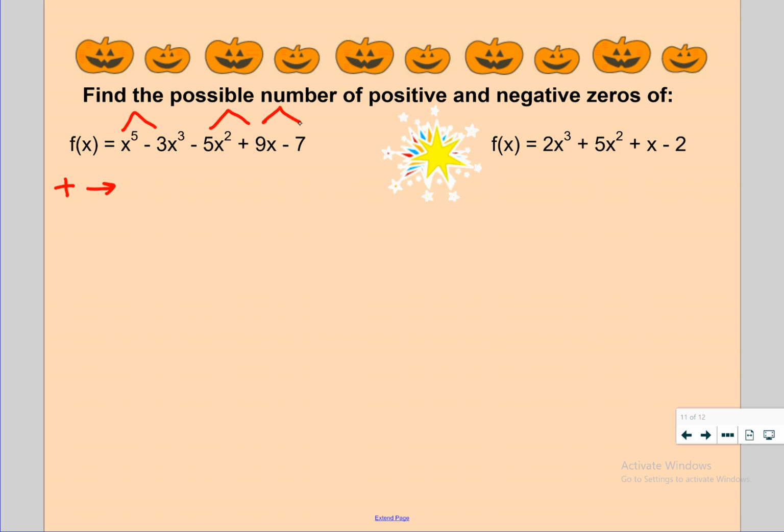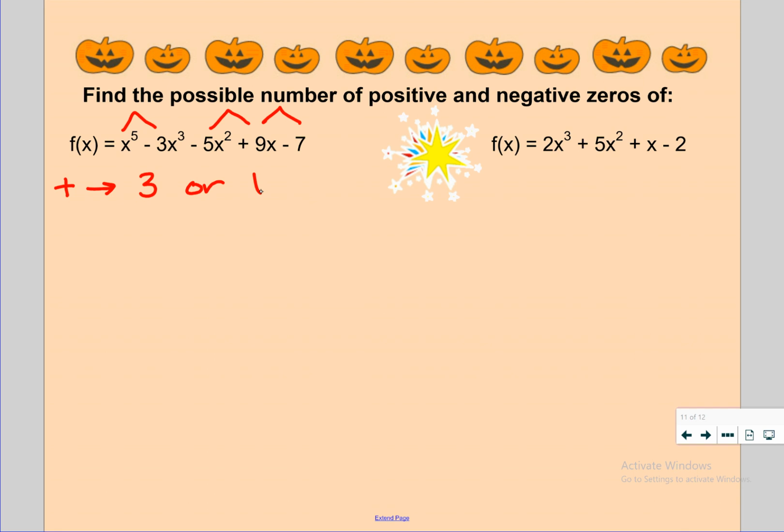So as I read it from left to right, 3 times it changes sign. So that's the first part of my answer, 3 or less than that by an even integer. So just keep subtracting 2 until it doesn't make sense anymore. So 3 or 1. Should I subtract 2 again? No, because it doesn't make sense to have a negative quantity of something. So they're either 3 or 1 positive zeros.